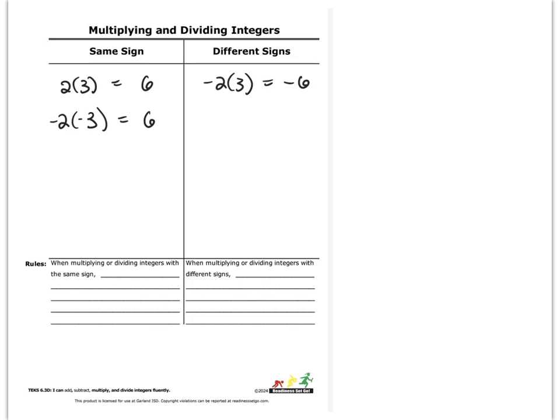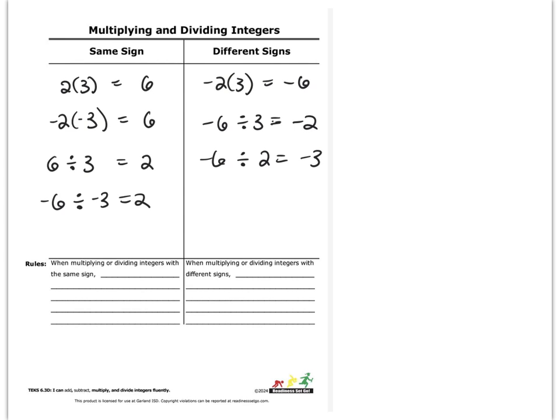Let's look at our division facts that we looked at. So a positive 6 divided by a positive 3 gives us a positive 2, and a negative 6 divided by a negative 3 gives us a positive 2. But when the signs are different, we get negatives. So a negative 6 divided by a positive 3 was a negative 2, and a negative 6 divided by a positive 2 was a negative 3. Whew, that's a lot to say.